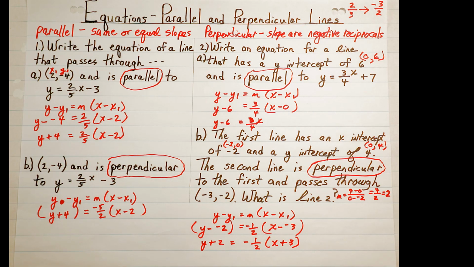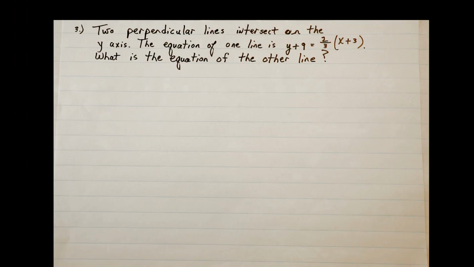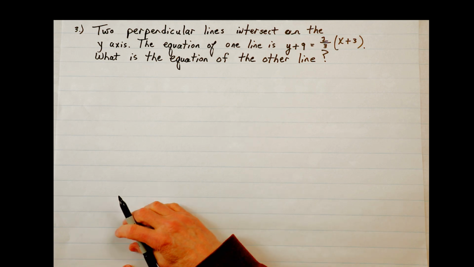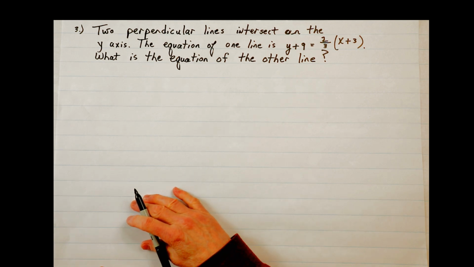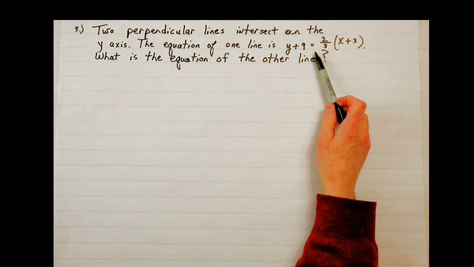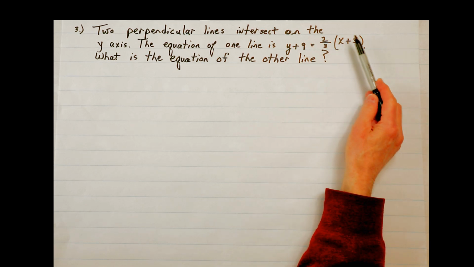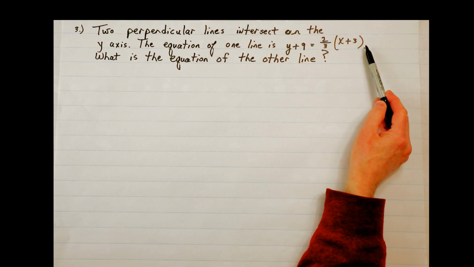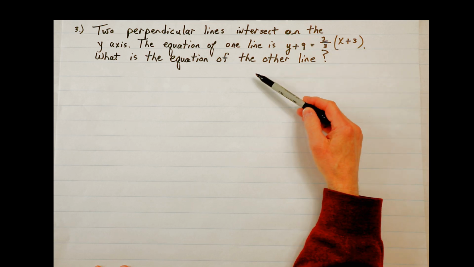I'll be right back. Okay, let's look at question 3. And this is the last question for today. Two perpendicular lines intersect on the y-axis. The equation of one line is y plus 9 equals 2 over 3, bracket x plus 3. What is the equation of the other line?